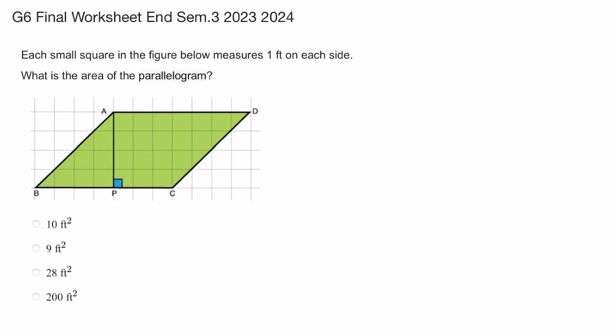Each small square in the figure below measures 1 foot on each side. What is the area of the parallelogram? As we said, area of a parallelogram is base times height. So count the base: 1, 2, 3, 4, 5, 6, 7. The base length is 7 feet and the height is 4 feet. So it would be 7 times 4, which is 28 square feet.